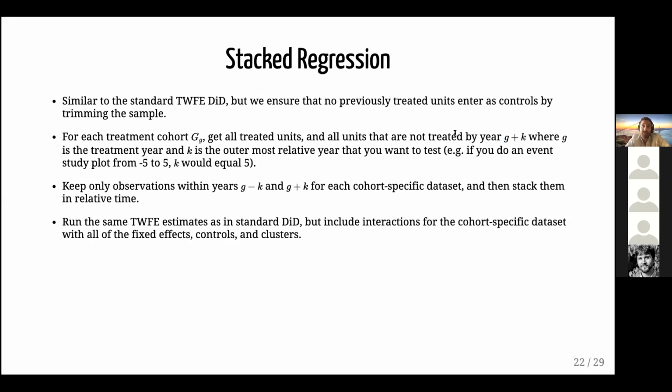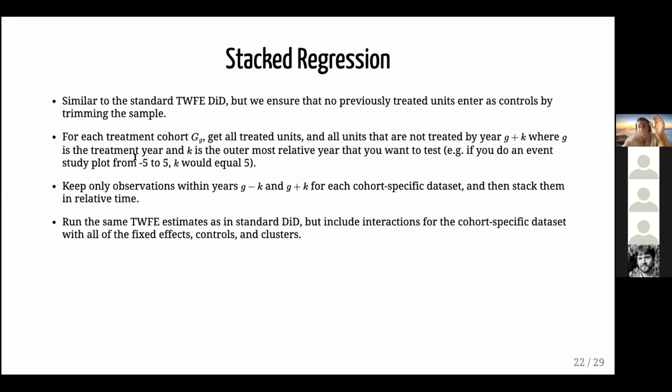So you take all the firms that are treated in that year, and then you take all firms that are not treated by that year plus 5. So if the firms you're looking at were treated in 2000, potential control units could be anything that's treated in 2006 or afterwards, and anything that's never treated, okay? Then you keep those years from -5 to 5. You drop everything else, so then you'll have a cohort-specific data set, and then you stack those on top of each other, okay?